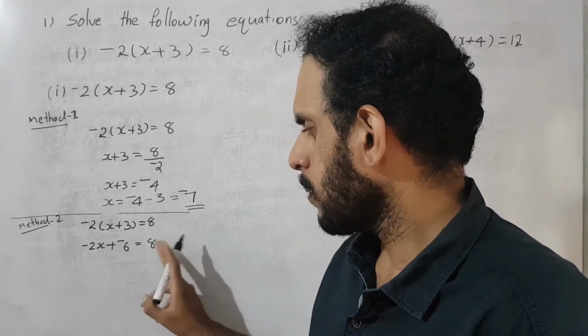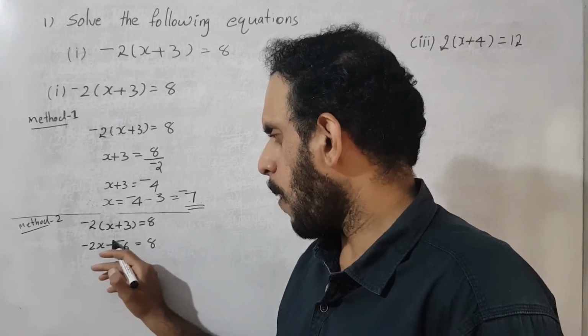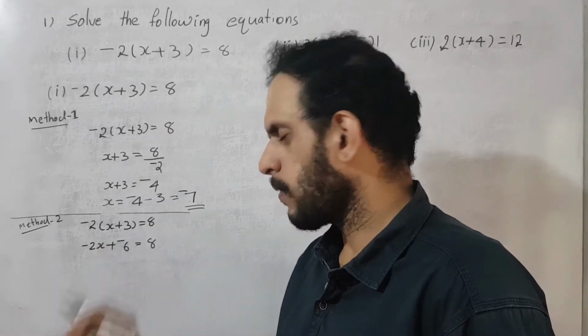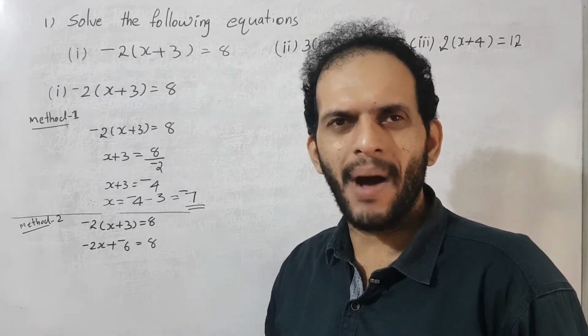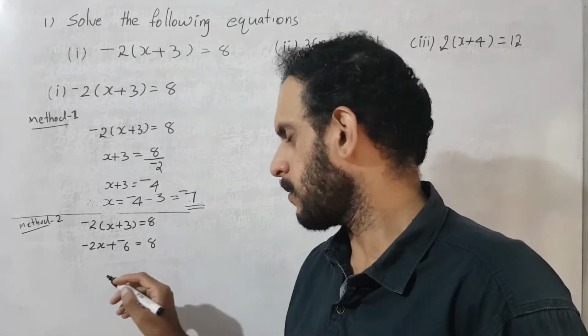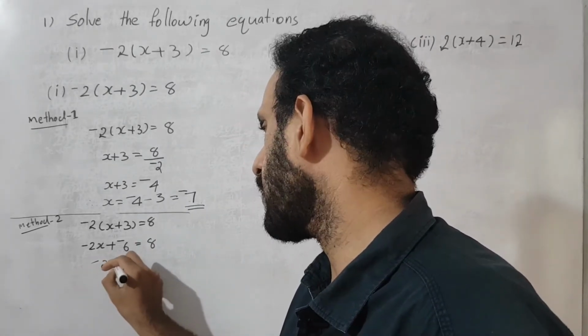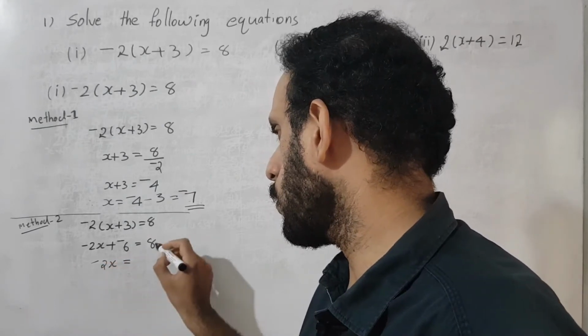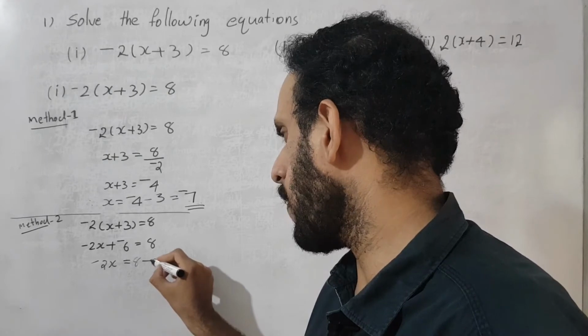Then what is the opposite? The opposite of the operation. What is the opposite of the operation? The opposite of the operation is minus. Here it is plus, then we need to subtract. Correct? Then what is remaining here? Minus 2x is equal to, what do you need to write first? 8 minus, what are we minusing?